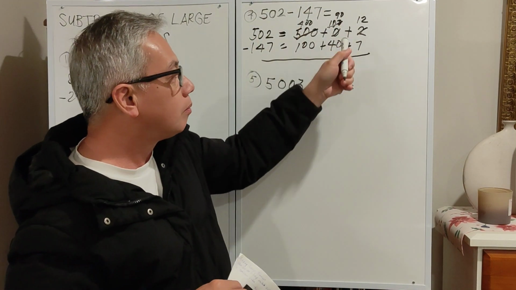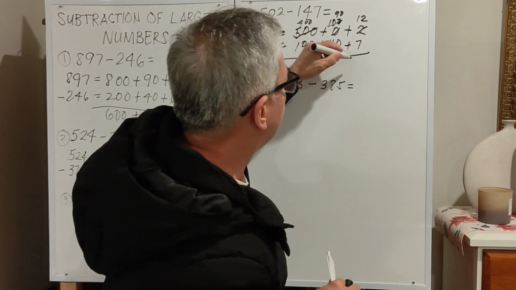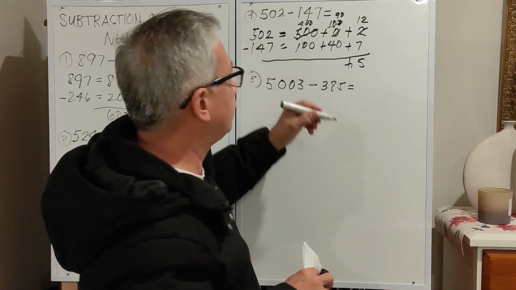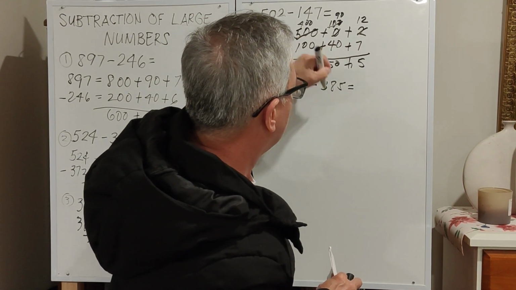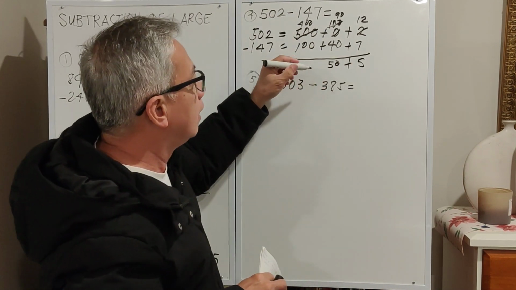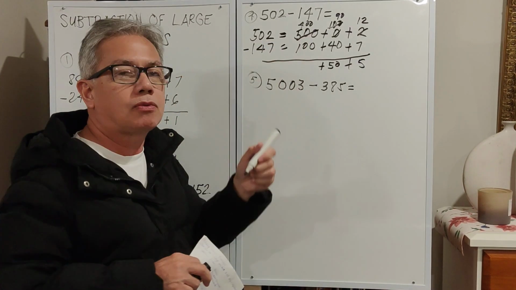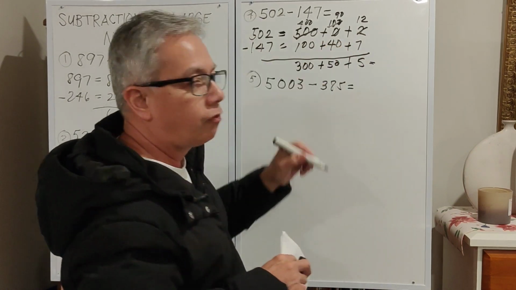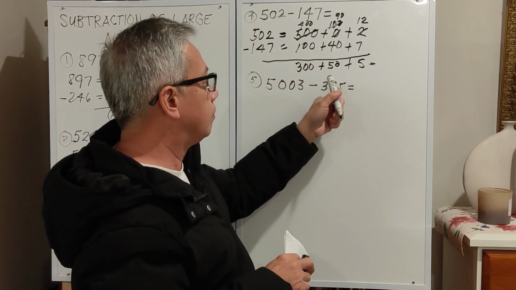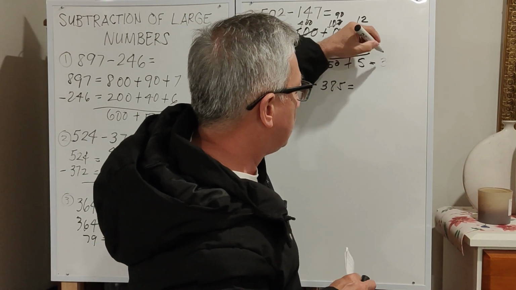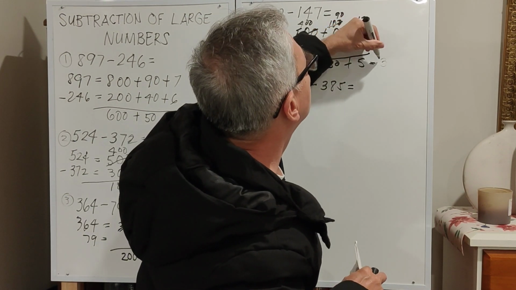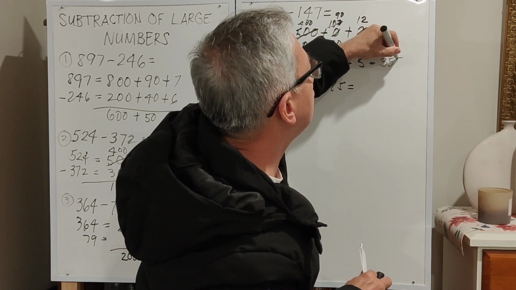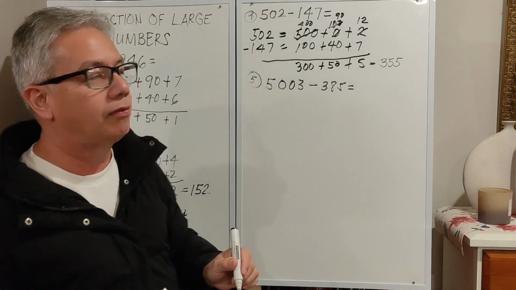And then 12 minus 7 is 5. 90 minus 40 is 50. And 400 minus 100 is 300. So if we combine this one, 300 plus 50 plus 5 is 350 and 5, 355.